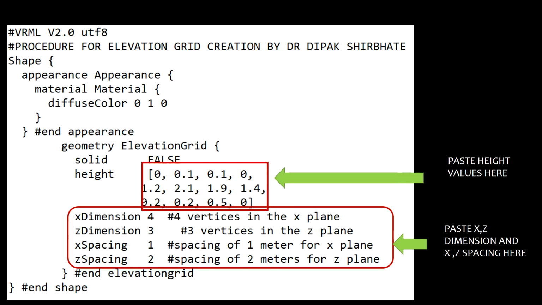So this is the simple code for the elevation grid. In the elevation grid, we will have the height data, and then we will have the x dimension, z dimension, x spacing, and z spacing. That is the data that we have. Sometimes we may have a crease angle also. If you have the crease angle, then you can paste that information also. So you have to modify these values in this particular text file, and this text file can be edited with a simple text editor like Notepad. So you can use Notepad and modify the values.